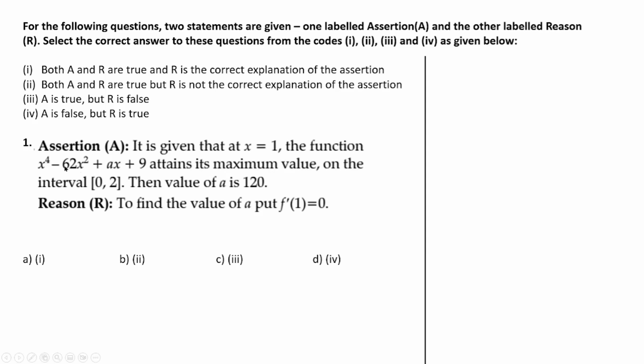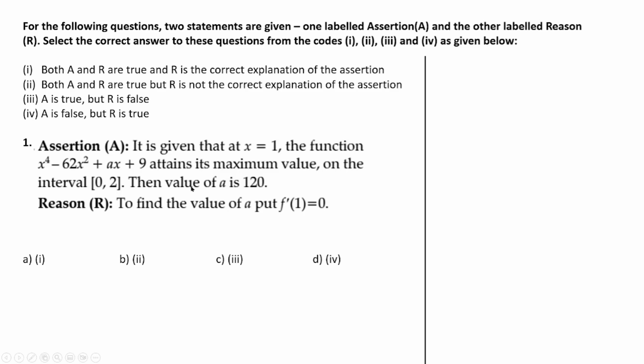The first question. Assertion: it is given that at x equal to 1, the function x raised to 4 minus 62x square plus ax plus 9 attains its maximum value on the closed interval [0, 2]. Then the value of a is 120. Reason: to find the value of a, we have to put f dash of 1 equal to 0.